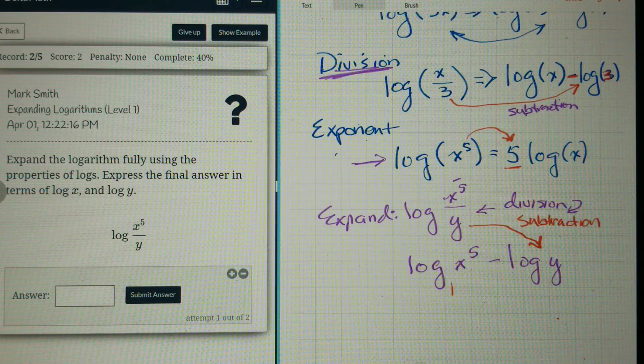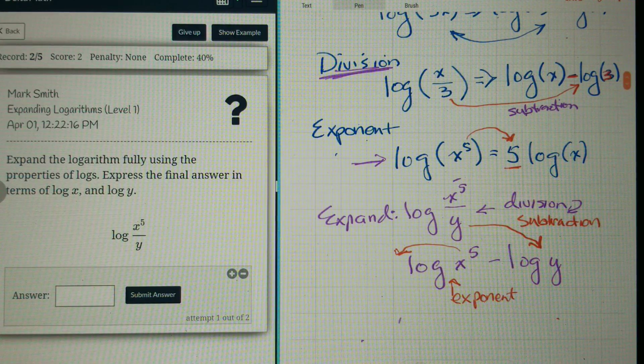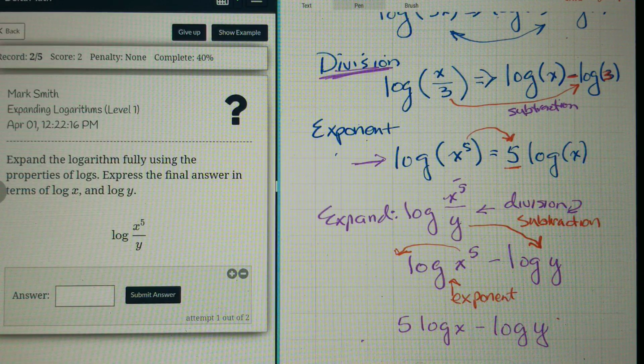Next thing we have, though, is an exponent. We want to take this exponent and put it right there. So our answer is going to be 5 log of x minus log of y. Do we see that? We took this 5 from right here and we put the 5 right there. So that's how we expanded it.